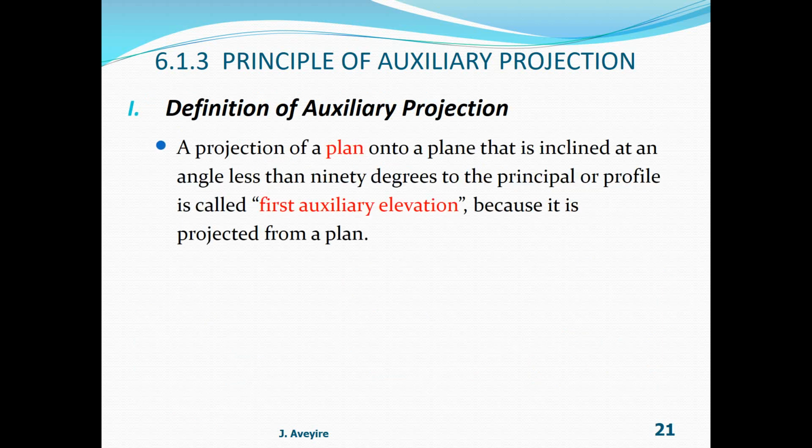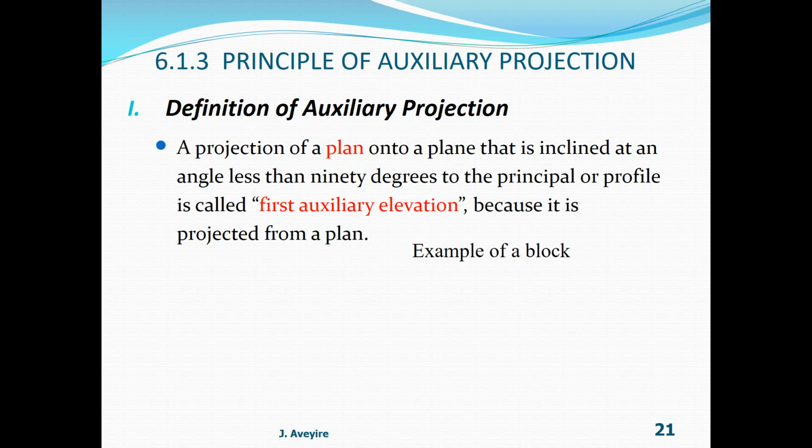A projection of a plan onto a plane that is inclined at an angle less than 90 degrees to the principal or profile plane is called the first auxiliary elevation because it is projected from a plan.